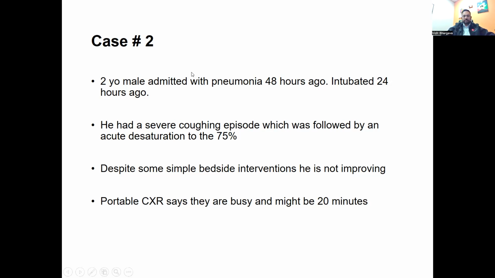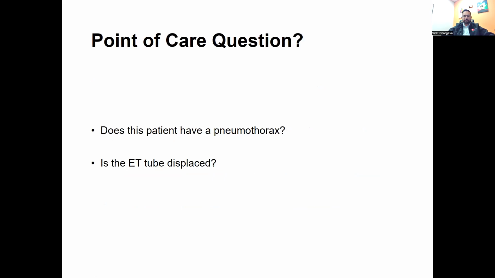Moving on to some of our other cases, which are much simpler, one sort of finding, one caveat kind of cases. We have a 2-year-old male who's admitted with pneumonia 48 hours ago, intubated 24 hours ago for progressive lung disease. He had a severe coughing episode followed by an acute desaturation to the mid-70s, despite some simple bedside interventions. The patient is not improving. Portable X-ray is not available right away, so you go ahead and grab your ultrasound.